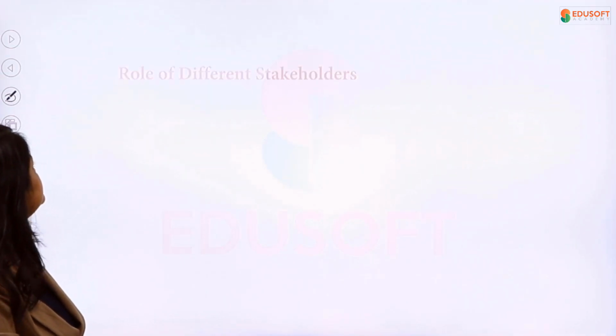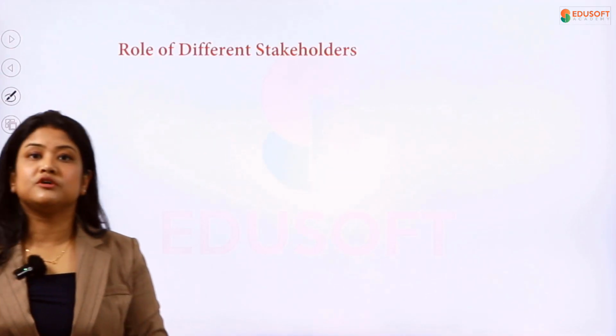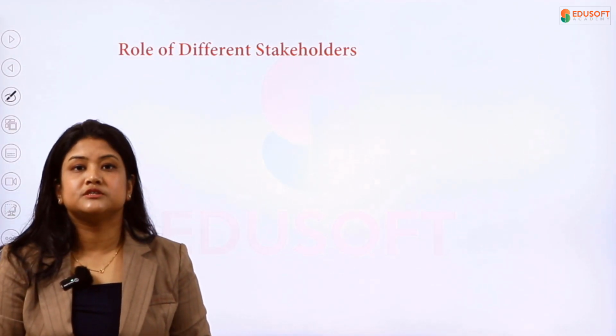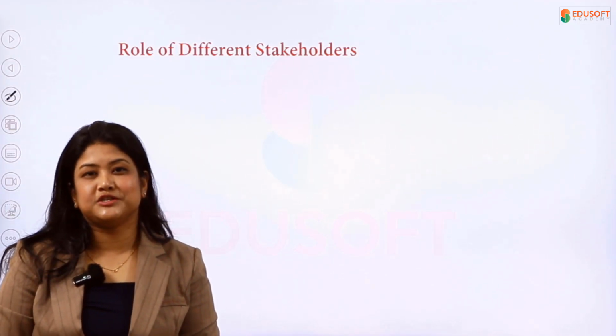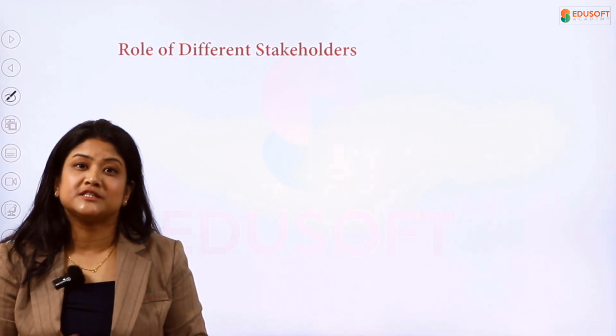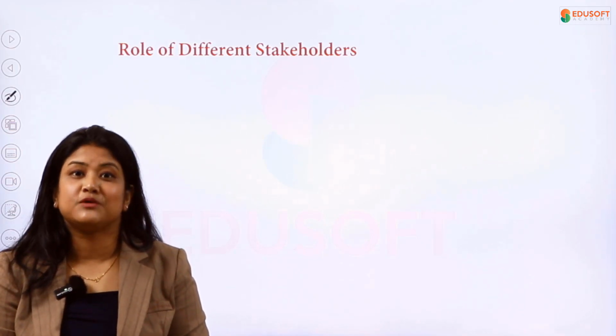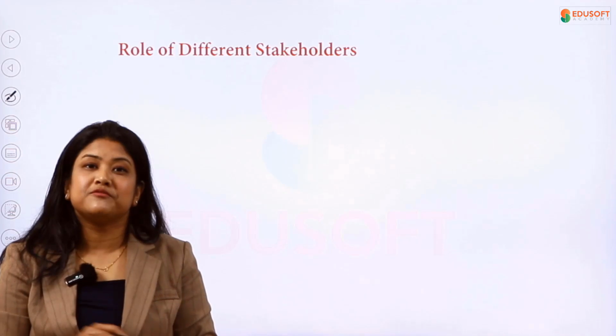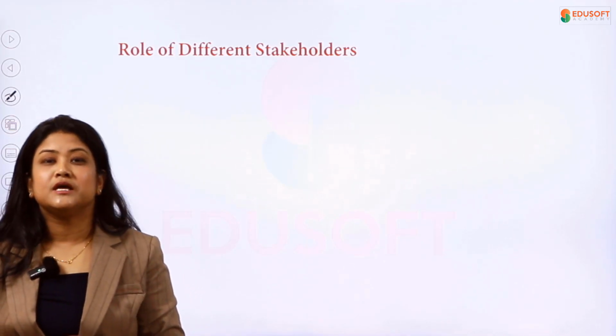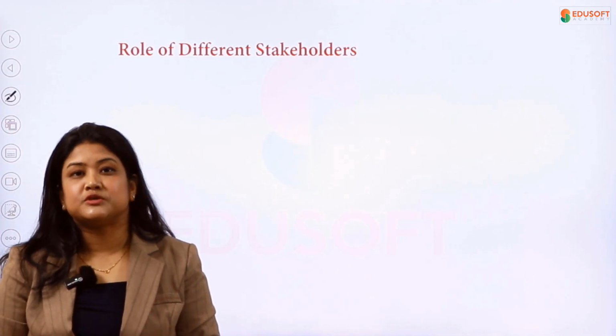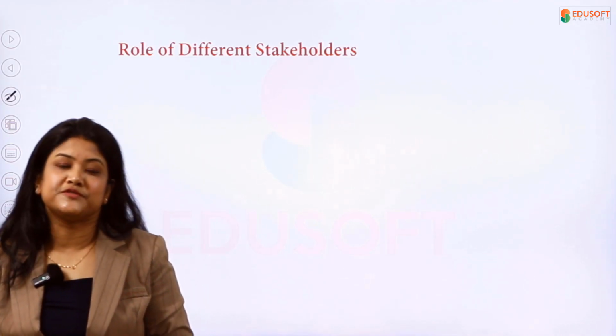So what is the role of different stakeholders here? Because SDGs cannot be achieved by only one stakeholder or one civil society or one organization, but everyone has to work in a close-knit manner, a close-knit circle, helping each other and supporting each other. So what are the roles of different stakeholders?